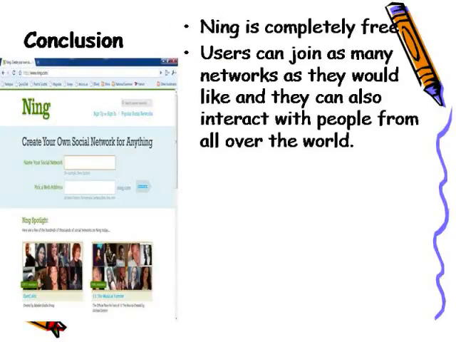In conclusion, Ning is a free online service that allows users to create social networks and communicate with people from across the world. Users can network with others, exchange information, aid people in different situations, and more. Ning offers over 1 million social networks and has approximately 36 million members.